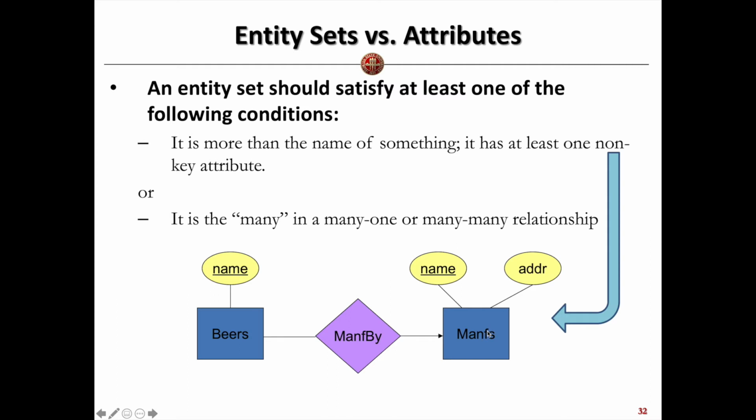What's more, for beer, we can design beer as an entity as well, even though it only contains one single key attribute. However, this beer can serve as the many side in a many-to-one relationship. Therefore, we can also create this one as an entity.